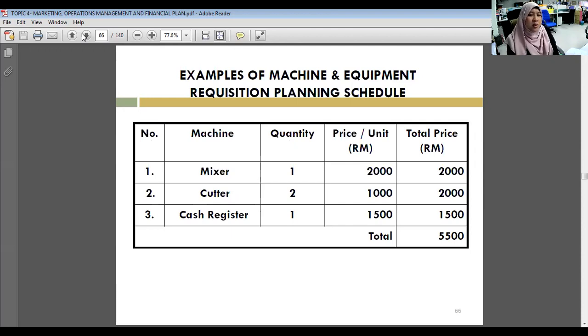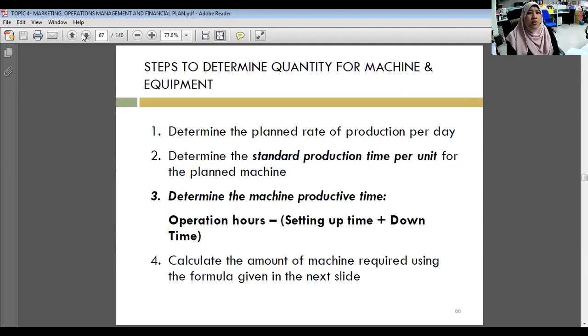Example of the machine and equipment requisition planning schedule. So this is about how many machines we want to buy. So we do have a mixer. This is an example, so we can say the price is 2,000 per unit. We just go with the 2,000 straightforward. Cutter, to cut quantity, so price per unit will be 1,000 because 12,000. Cash register 1,500. So total will be 5,500. Okay, this one is easy.